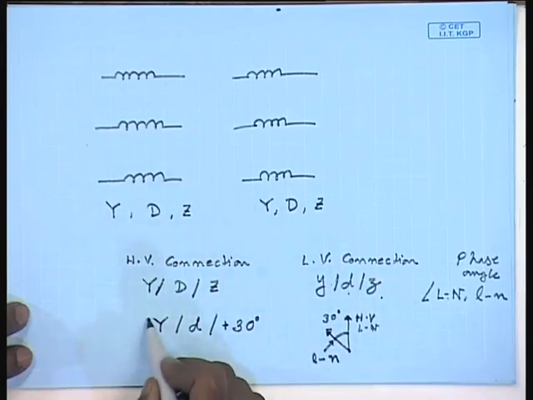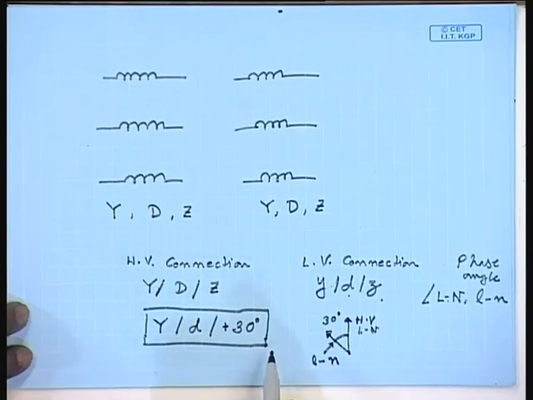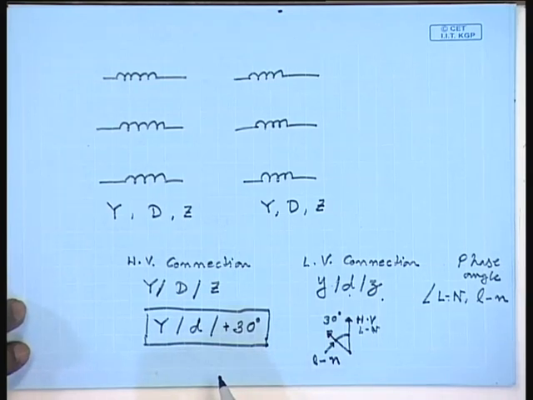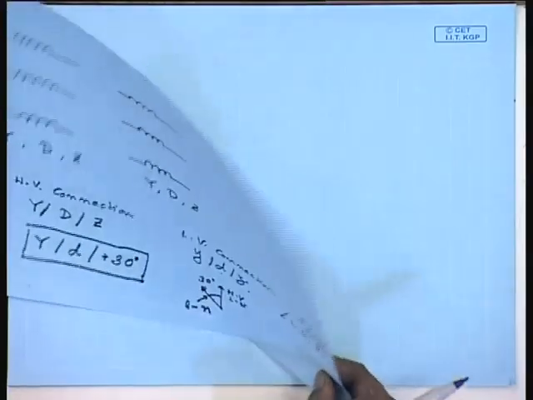So, this kind of specification is called the phase group specification of a 3-phase transformer. The phase group specification involves 3 specifications. One is the connection of the high voltage winding, connection of the low voltage winding and the phase angle between line to neutral voltages of low voltage winding with respect to the high voltage winding. Now, this phase angle, there are two conventions of specifying the phase angle. Before we talk about the convention, let us assume what kind of phase angles are possible.